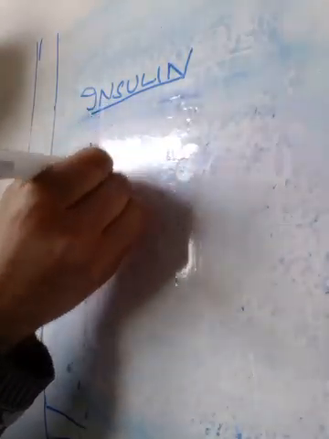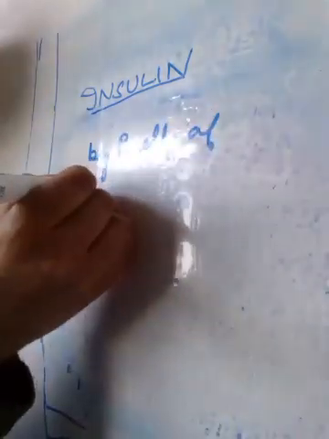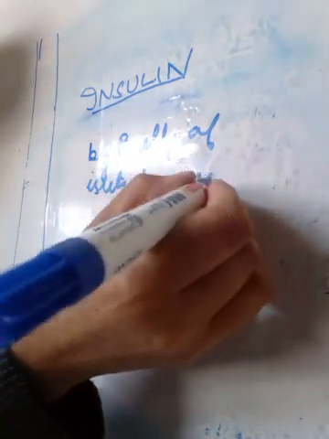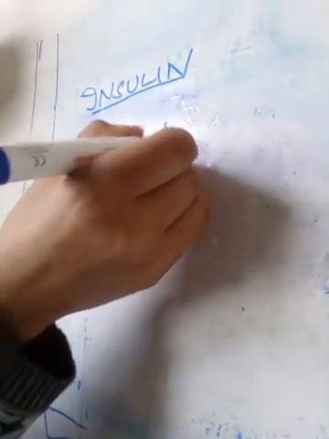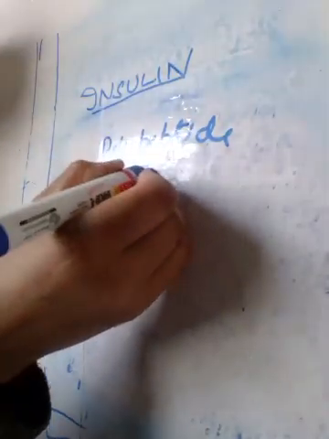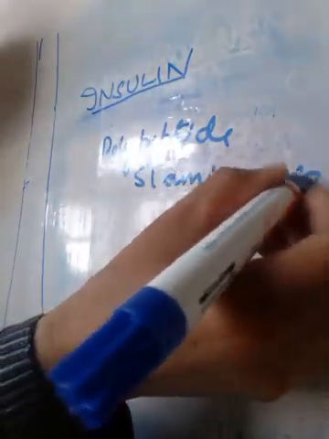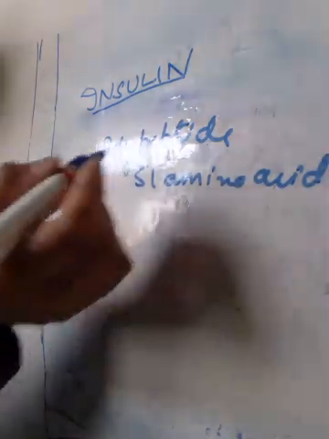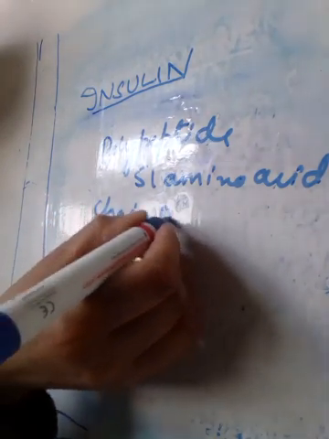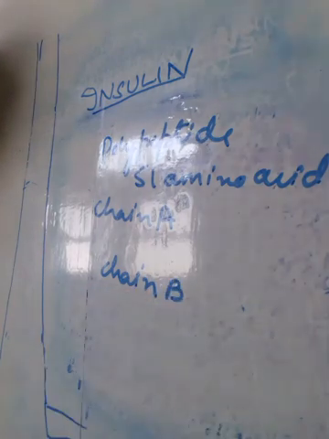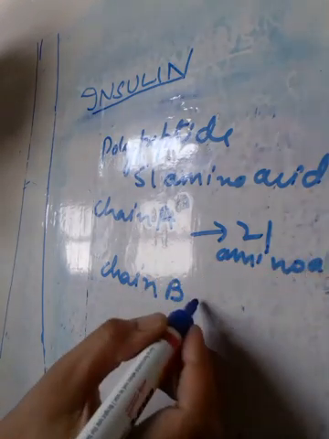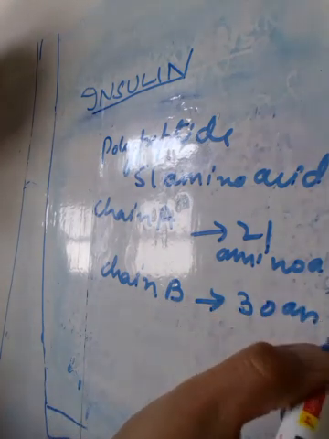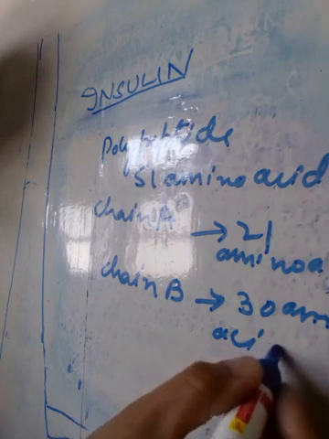Insulin is secreted by beta cells of islets of Langerhans in pancreas. Insulin is a polypeptide molecule which contains 51 amino acids. It contains two chains, chain A and chain B. Chain A contains 21 amino acids, while chain B contains 30 amino acids.